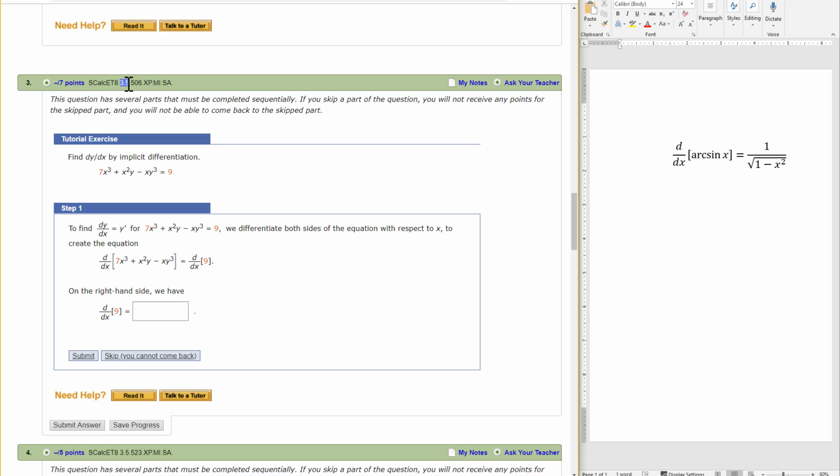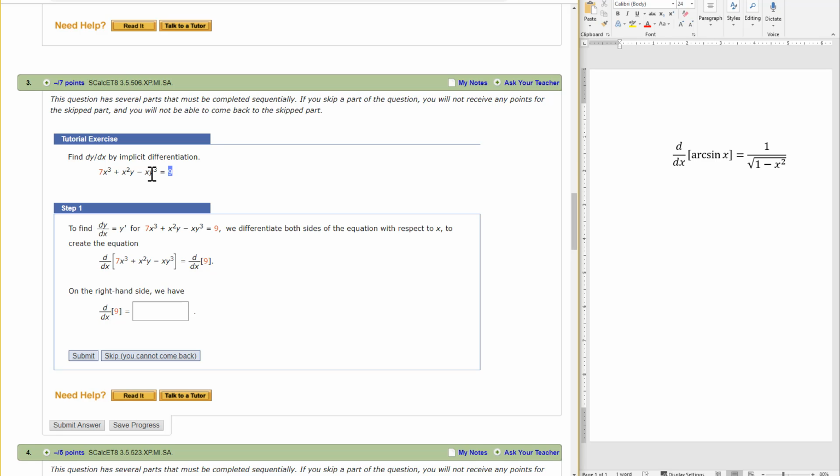This is a lab problem from section 3.5. This is problem number 3. They want us to find dy/dx by implicit differentiation, and our implicit equation is 7x to the third plus x squared times y minus y times x cubed, and that's equal to 9.